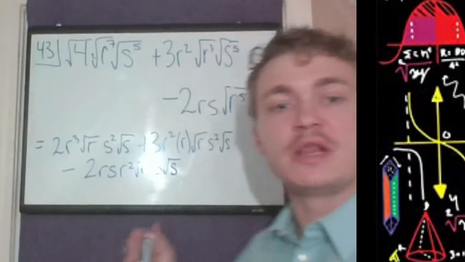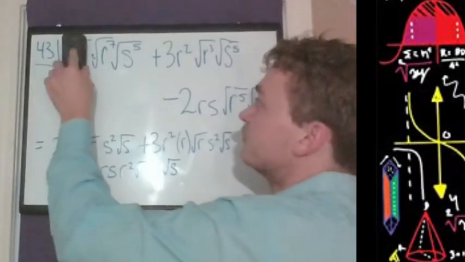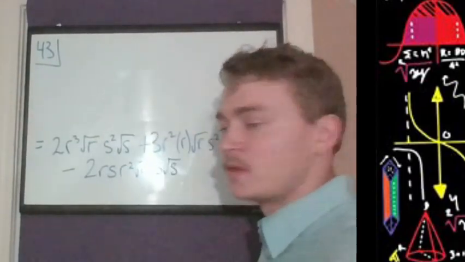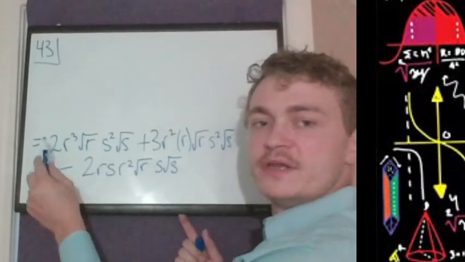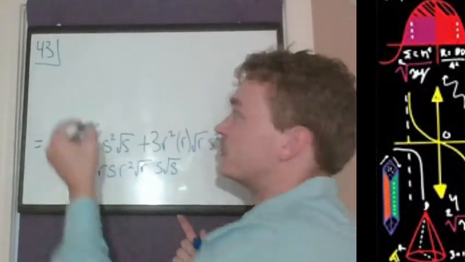So now we need to clean up our simplification here. For our first term, everything that gets factored out of the radical moves out front. 2r cubed s squared.